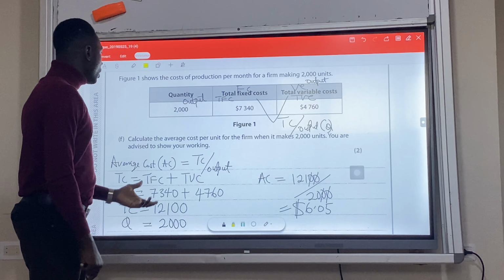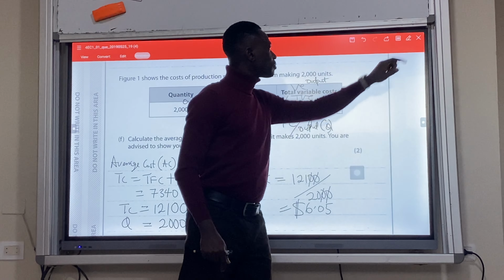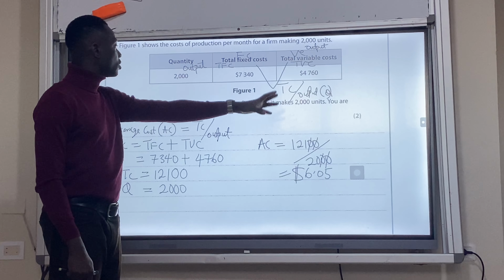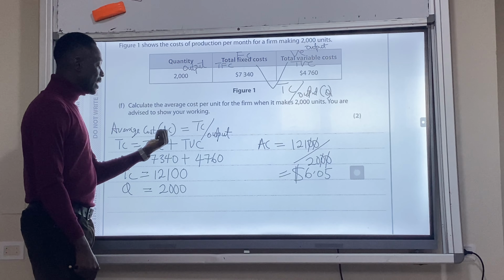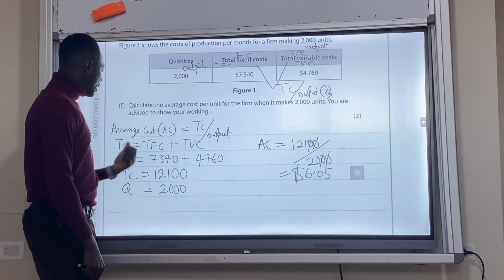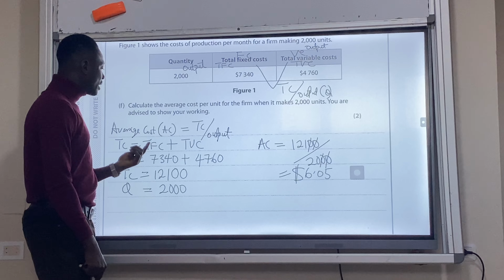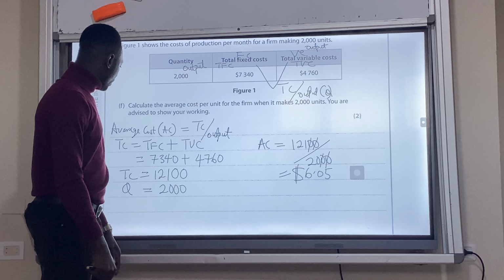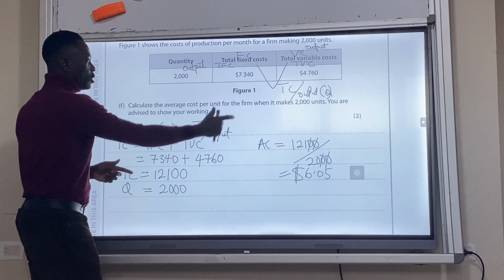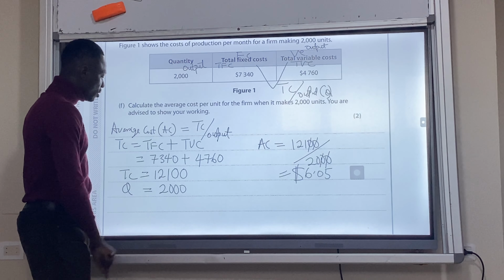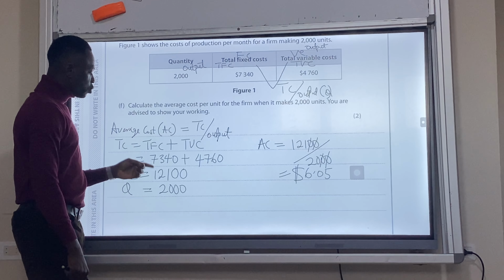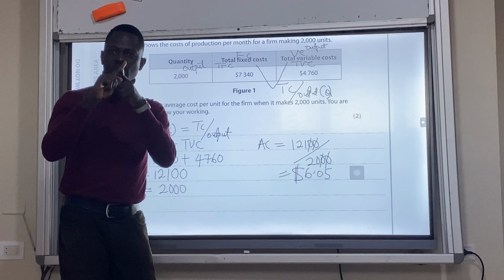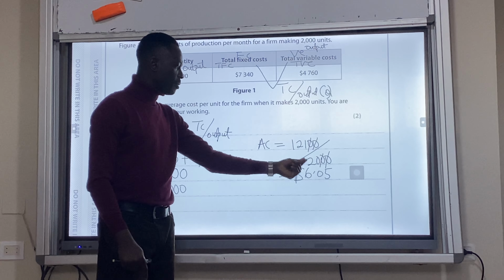Yes. Okay. So here we have it. They said calculate the average cost per unit for the firm when it makes 2,000 units. So average cost, which is AC, is TC divided by output, which is Q. Then TC is TFC plus TVC. Then what is TFC? We have it at 7340, and we have our TVC to be 4760. Then the total cost will be the combination of both, which gives us 12,100. And our output is 2,000. So 12,100 divided by 2,000 gives us 6.05. So the cost per unit of output is $6.05.